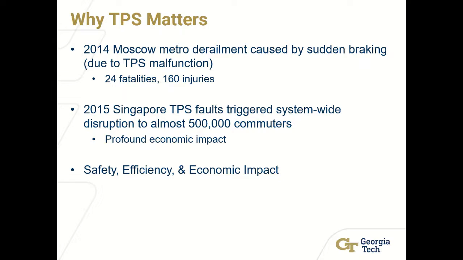In 2014, a Moscow Metro train derailed due to sudden braking caused by a TPS malfunction. This resulted in 24 fatalities and 160 injuries. In 2015, Singapore experienced TPS faults, resulting in a system-wide disruption to almost 500,000 commuters. The effect of TPS is profound as far as safety. It can affect the efficiency of the train, as well as the economic impact of reducing the perceived safety or confidence in public transportation.